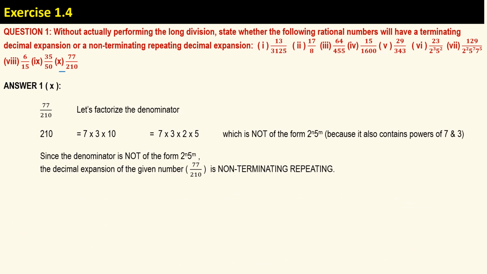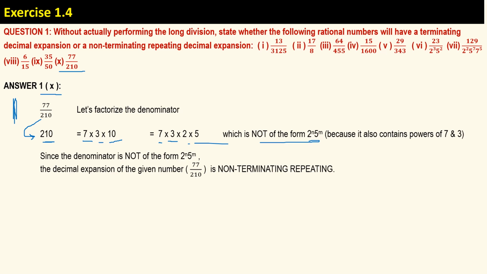And let's see the last part of question number 1, which is 110, which is 77 divided by 210. If we focus only on the denominator, we see this is 210, which is equal to 7 multiplied by 3 multiplied by 10, which is equal to 7 multiplied by 3 multiplied by 2 multiplied by 5.